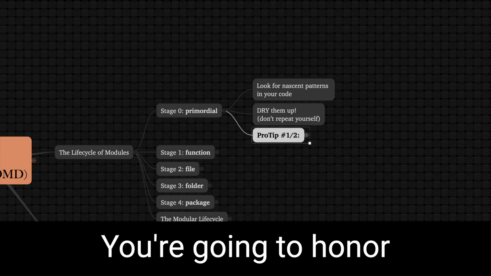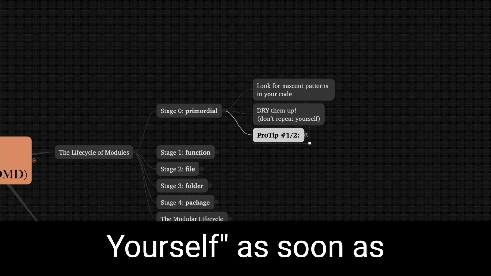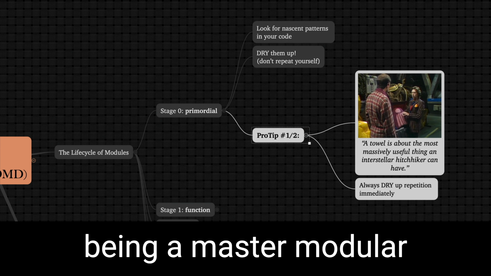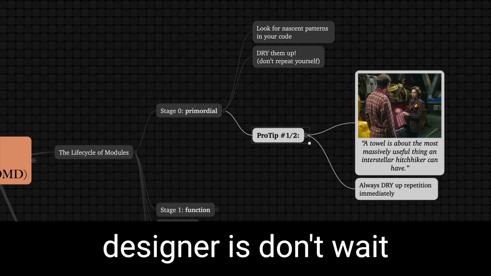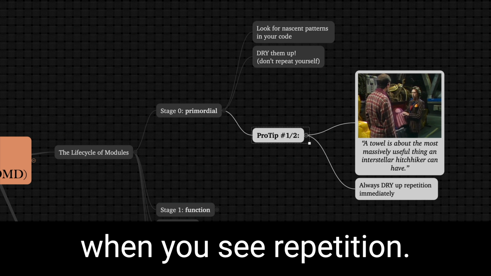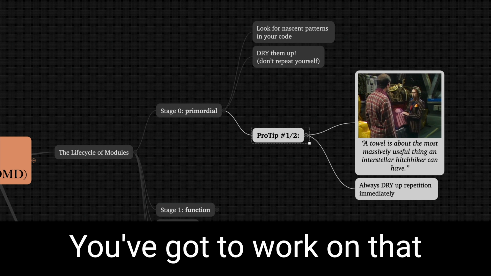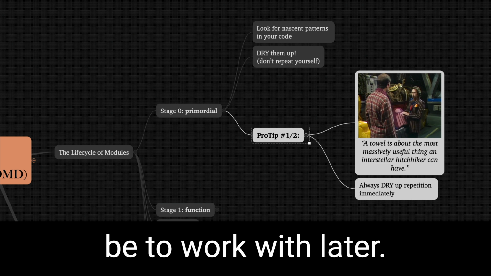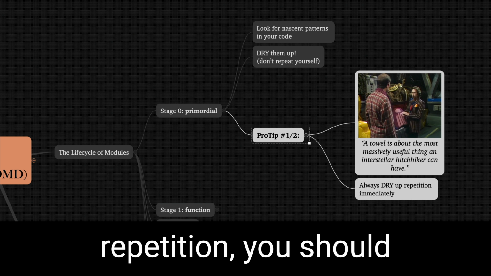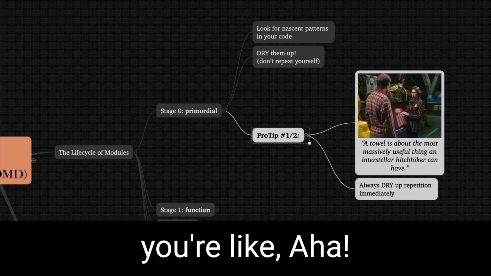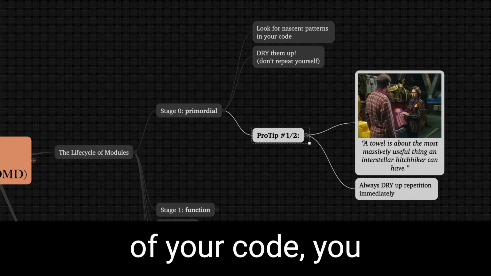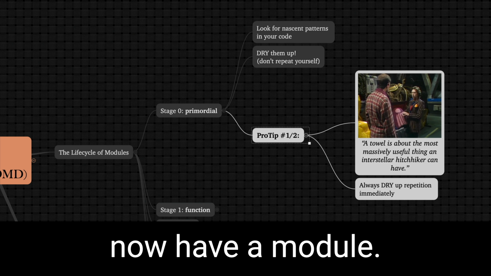You're going to honor the rule of don't repeat yourself as soon as you see a repetition. And this is the first trick to being a master modular designer: don't wait when you see repetition. You got to work on that repetition immediately. The more you wait, the harder it's going to be to work with later. But when you see that repetition, you should get excited because you're like, aha, out of the magic of nowhere, the primordial ooze of your code, you now have a module.